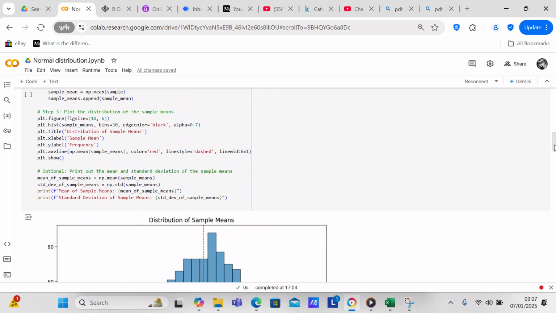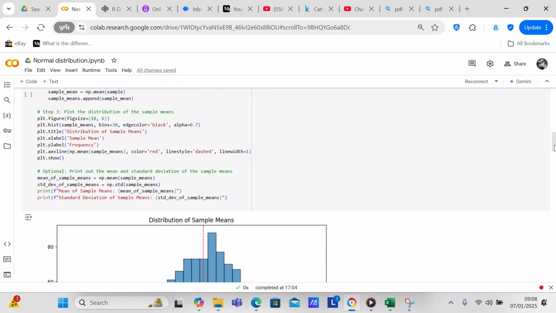And now we're going to plot the distribution of the sample means. So plt.figure, figsize, brackets 10, 6. We're going to create a histogram of that. plt.hist, sample means, bins equals 30, edgecolor equals black, alpha equals 0.7. plt.title is distribution of sample means. plt.xlabel is sample mean. plt.ylabel is frequency.